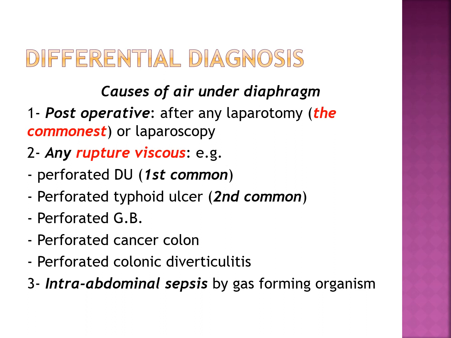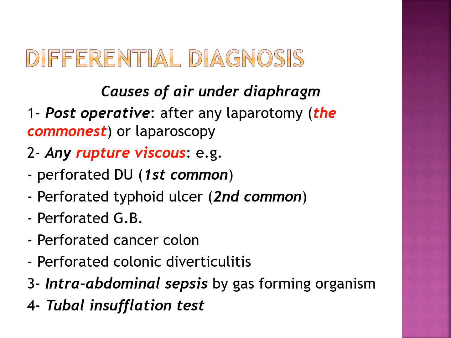The third cause of air under diaphragm is the presence of intra-abdominal sepsis by gas-forming organism, which leads to formation of air, and air floats upward above the liver and below the diaphragm. And an old test that was done by the gynecologist, called the tubal insufflation test, done for cases of infertility in females, means ballooning of the tubes to see if there is any strictures or adhesions or any obstruction to the passage of the ova.